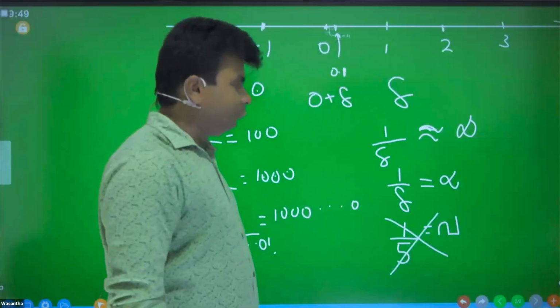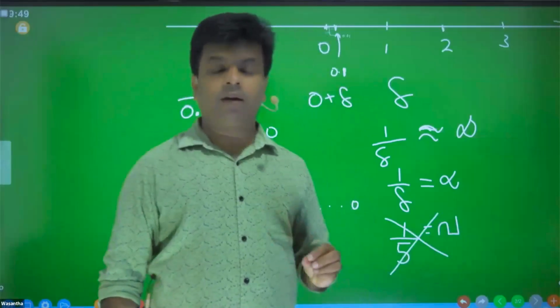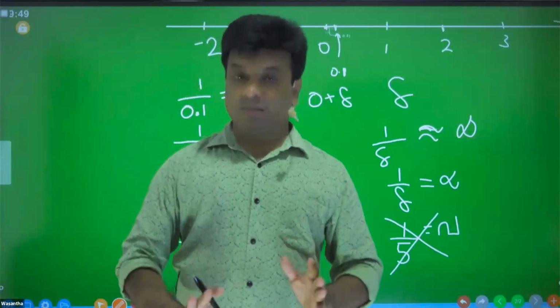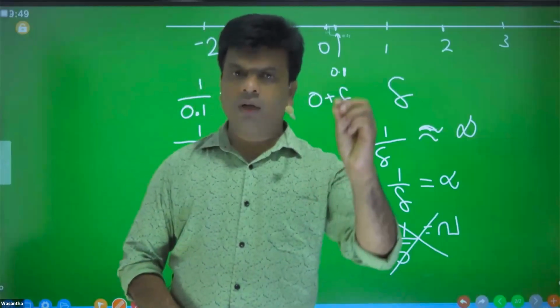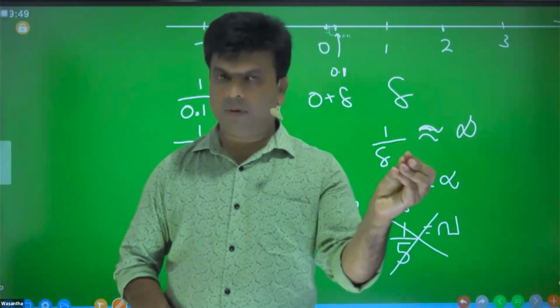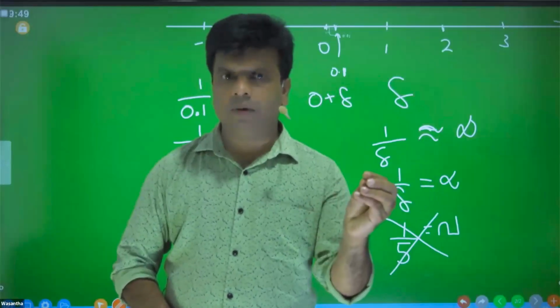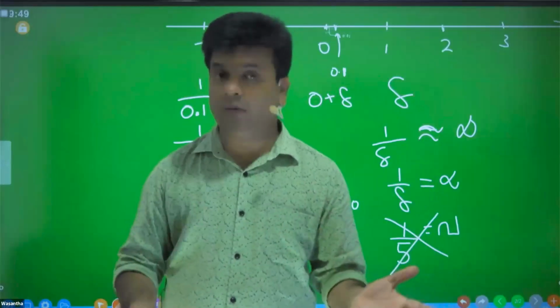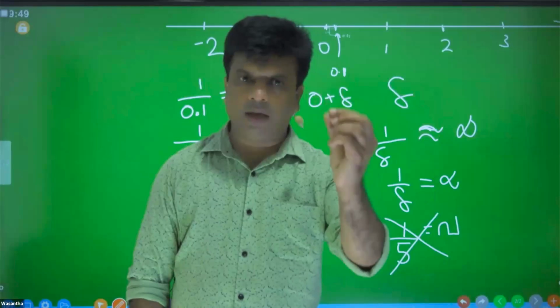But anyway, mathematically keep in mind that delta is a symbol for the smallest real number. That smallest real number can be imagined by any person, any amount.